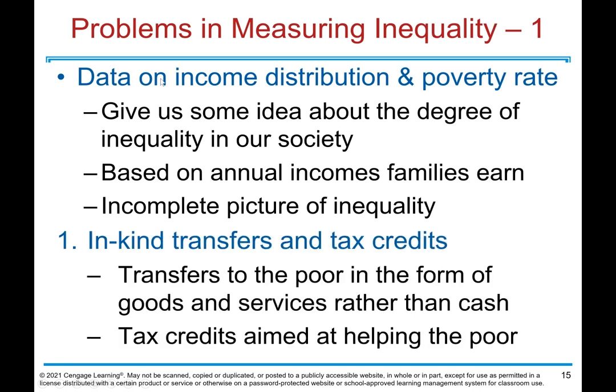Problems in measuring inequality. Data on income distribution and poverty rate give us some idea about the degree of inequality in our society. It's based on annual incomes families earn. An incomplete picture of inequality is painted. Number 1, in-kind transfers and tax credits. Transfers to the poor in the form of goods and services rather than cash, and tax credits, are aimed at helping the poor.